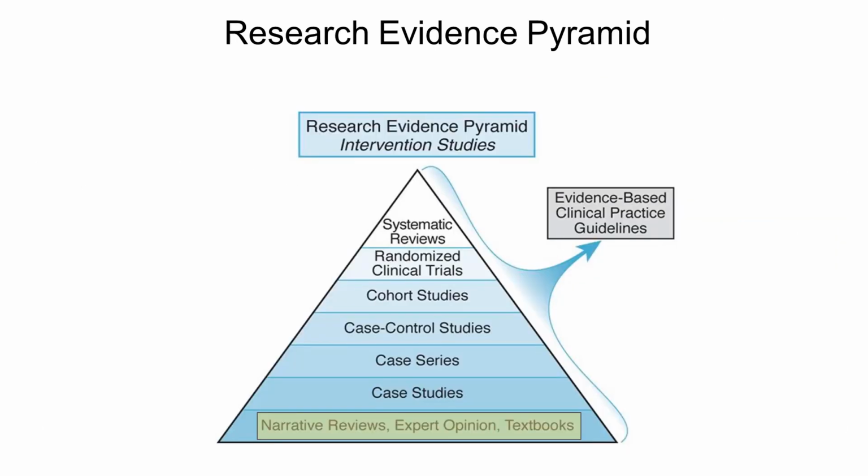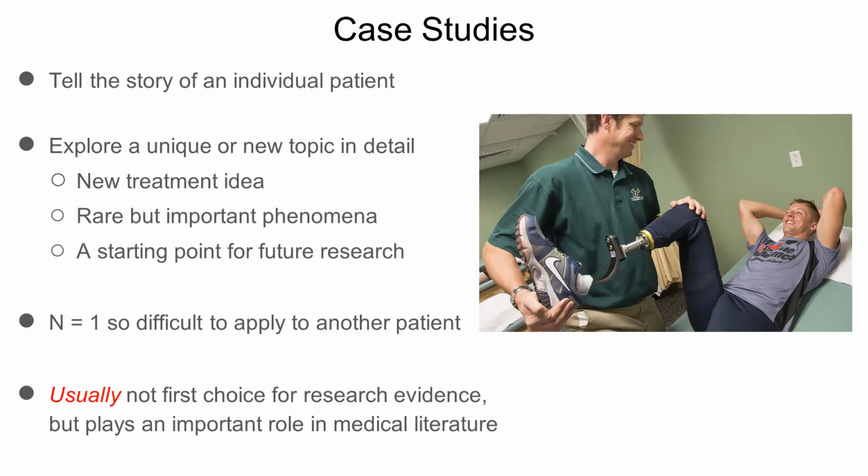Here again is our slide showing the research evidence pyramid, and I've highlighted the bottom rung, narrative reviews, expert opinion, and textbooks in yellow to indicate that we've covered it. Now we're going to move up to case study. While you can use a case study to inform your treatment of a patient, it's usually not the first choice for evidence, but it is acceptable to use case studies.